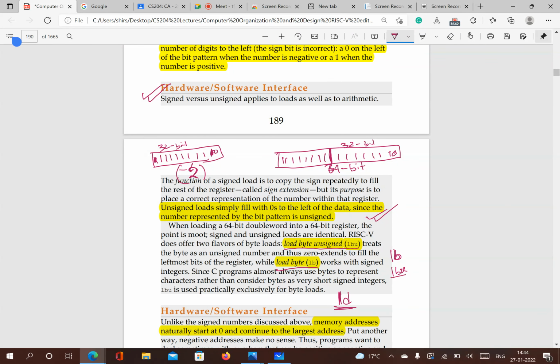So if we are going with the load byte unsigned instruction, then you will go to memory, load 1 byte, and directly store it in a 64-bit register, and all the leftmost bits will be replaced with zero, because it's an unsigned number, all will be zero. But if we go with load byte, then we'll assume that it has a sign bit. Sign bit extension I've already explained. If it's minus 2, then all the 1s will be copied here. If it is plus 4, then all zeros will be copied. So the same concept is written here.